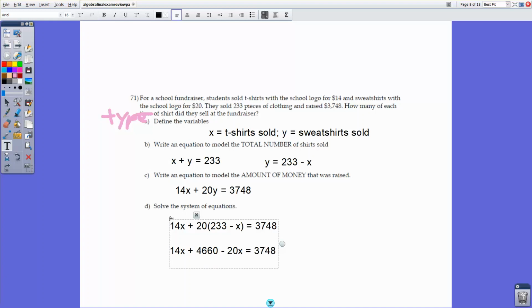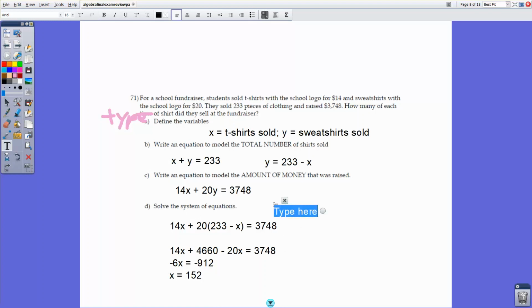Now if I combine my like terms first, negative 6x, and then subtract 4,660 from both sides, that's going to give me negative 912. And then if I divide both sides by negative 6, that would equal 152. So 152 T-shirts sold. That would mean that if I do 233 minus 152, that would give me the amount of sweatshirts that were sold. So in this case, that would be 81.